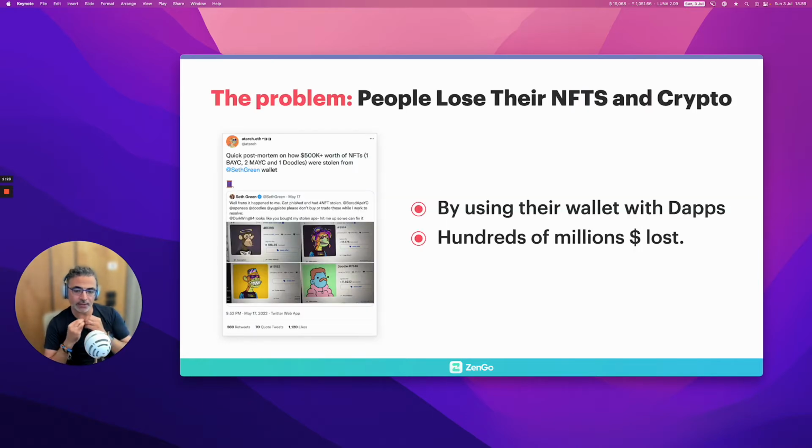So let's start with the problem. The problem that we saw for already several months is that people lose their NFTs and their crypto just by simply using their wallet on a Web3 application or a Dapp. And hundreds of millions of dollars have already been lost. And this is happening, sadly, all the time. Nothing particular is happening. They're just using their crypto wallet with those Dapps.